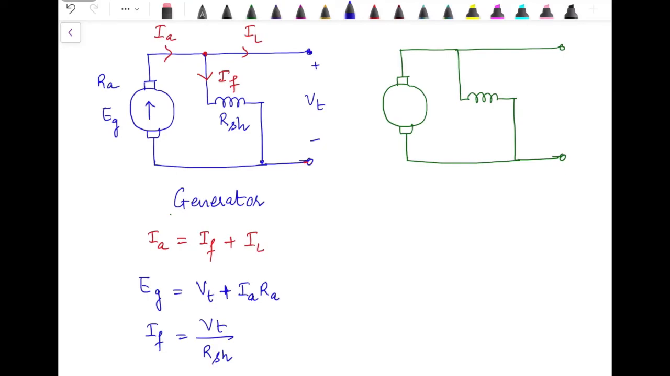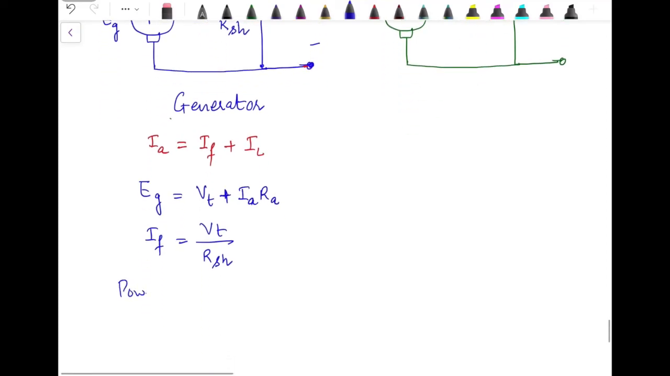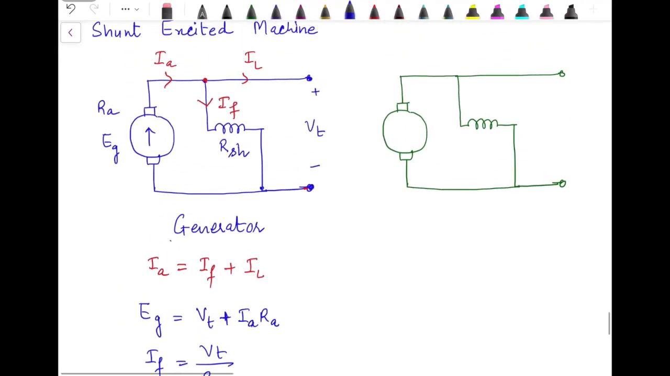And the power output of this generator will be equal to output voltage into output current. So that is VT into IL, since VT is the terminal voltage and IL is the load current.